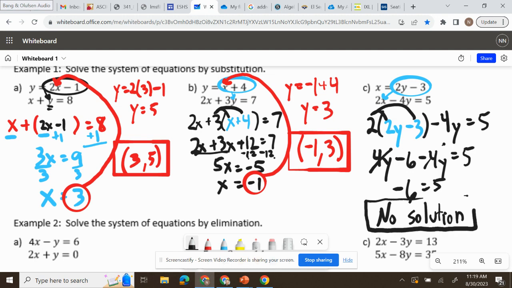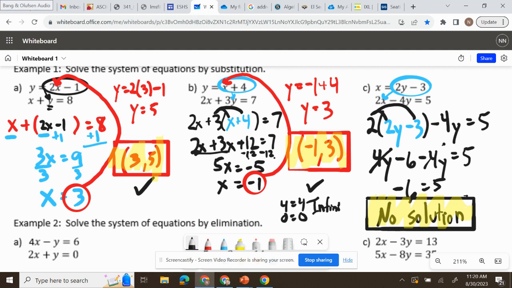Now there's 3 different types of answers to these systems. One is one solution, which we did in A and B. The other one is no solution, which is what we did in letter C. And the third option would be something like 4 equals 4 or 0 equals 0, and that would be an infinite amount of solutions. So if you get something where the two numbers are equal, that would be 2 lines that are exactly the same, or 2 equations that are exactly the same.